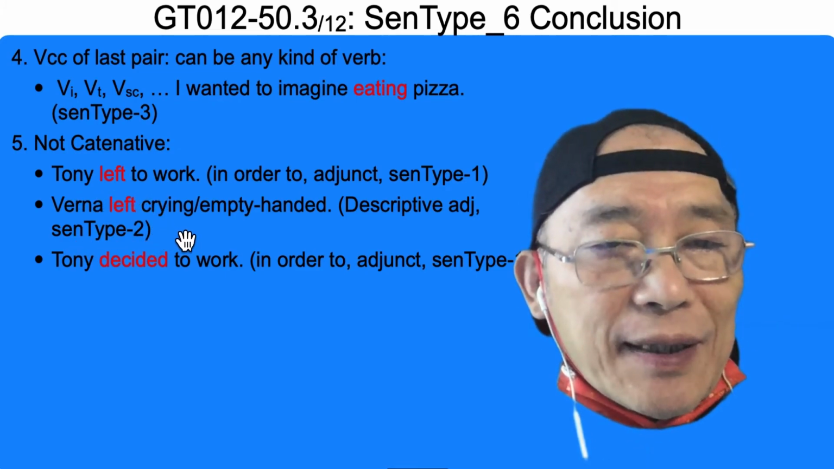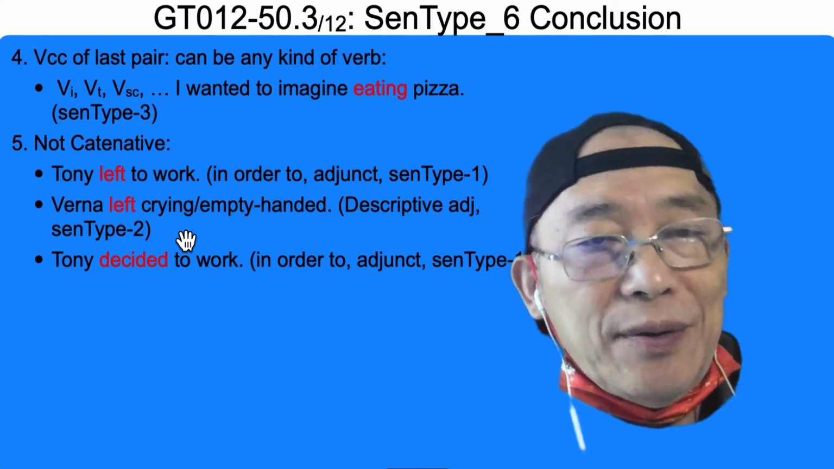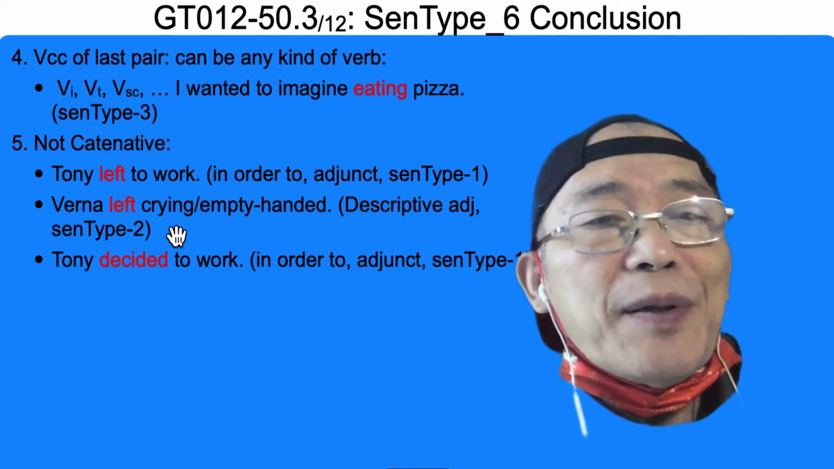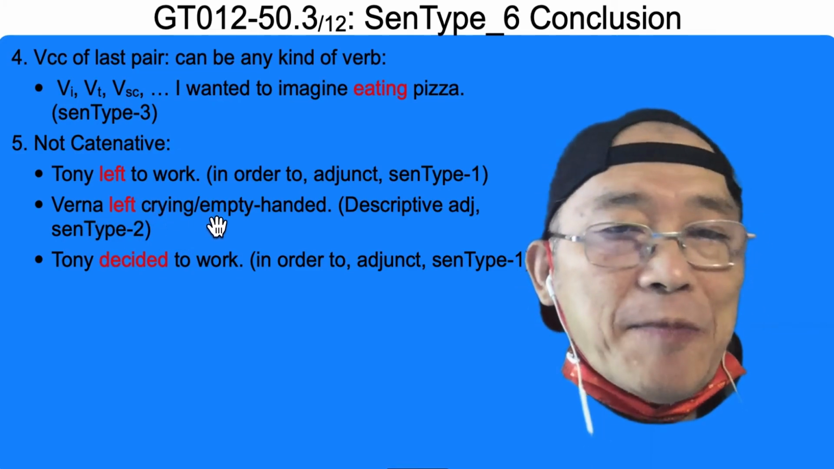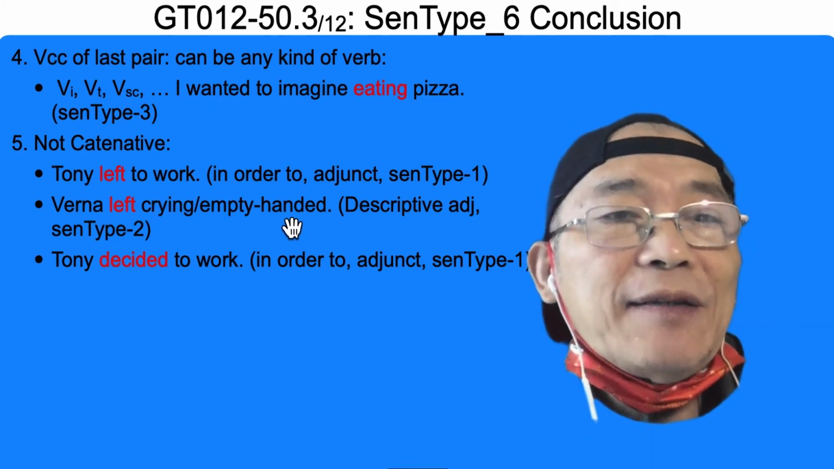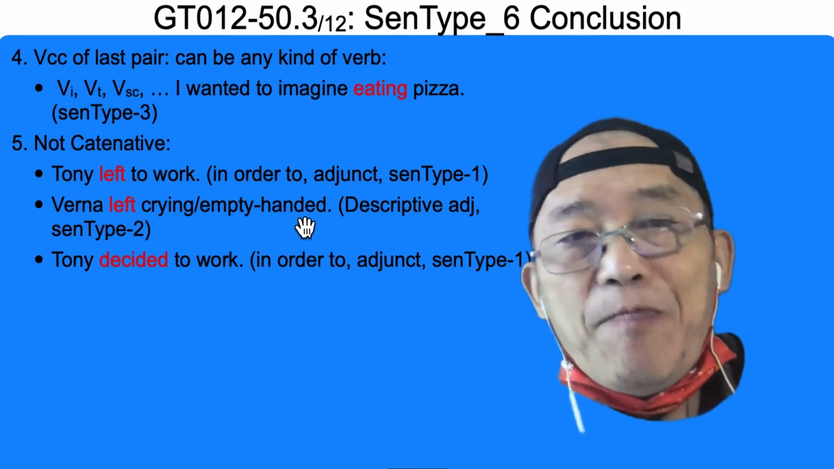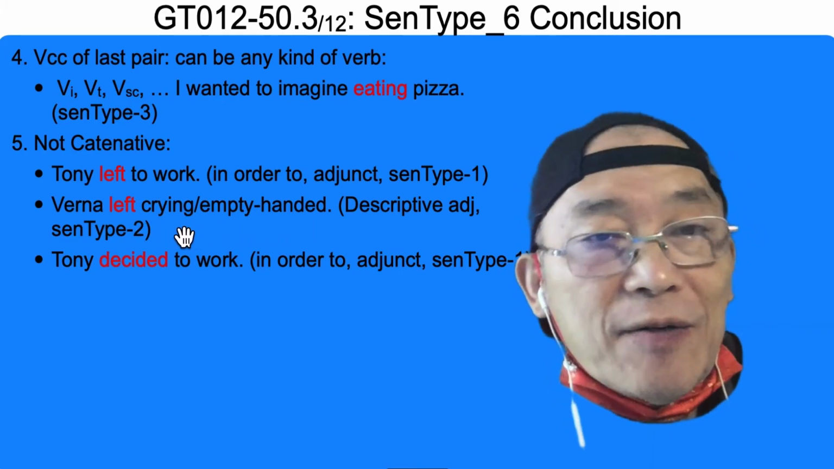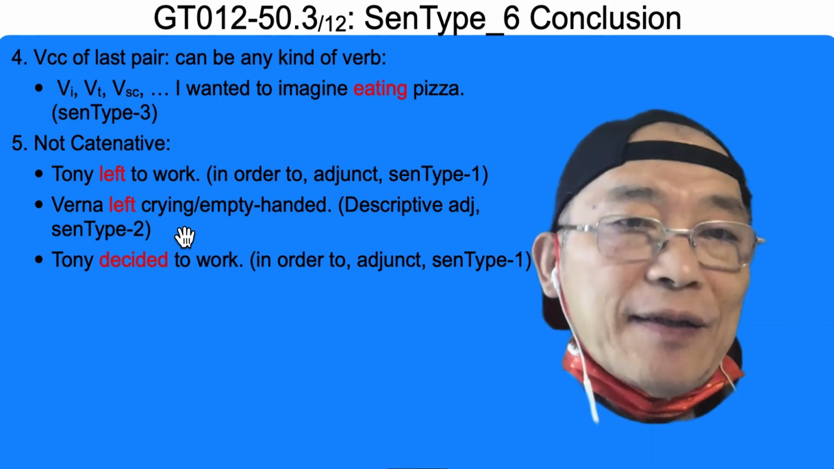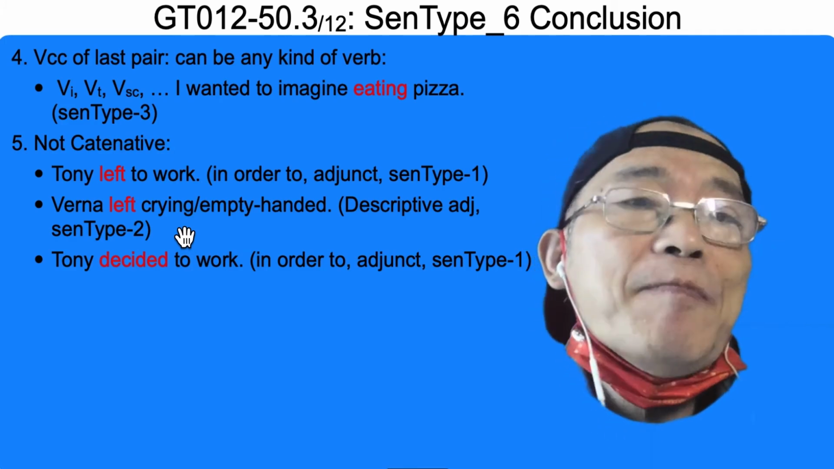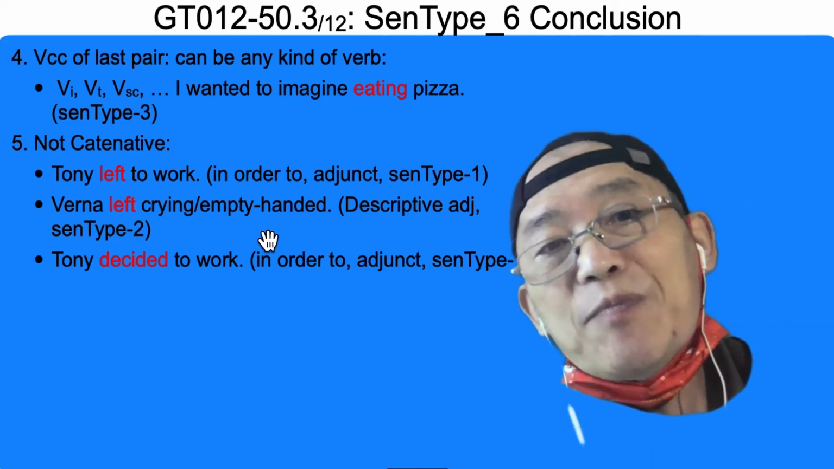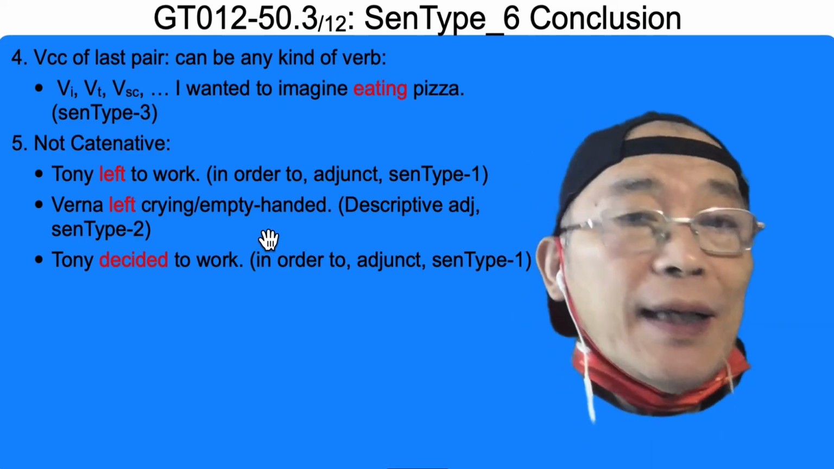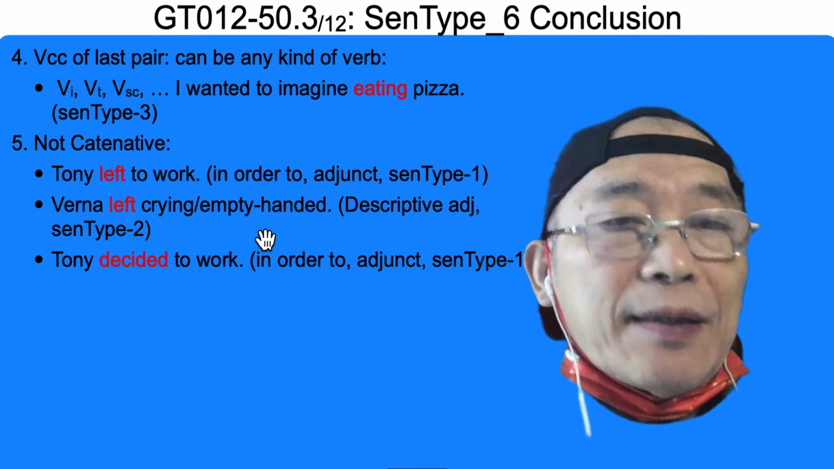Werner left crying. Sentence type 2. Copular verb. Adjective. Subjective PC. Because the ing form, progressive participle, can be an adjective. Also the past participle form can be an adjective. So sentence type 2.